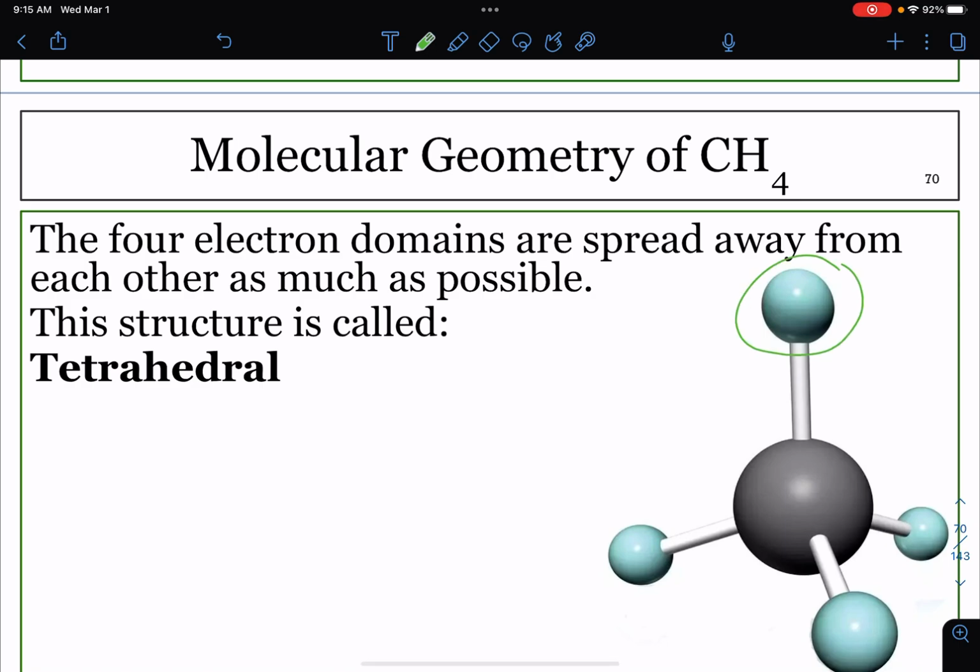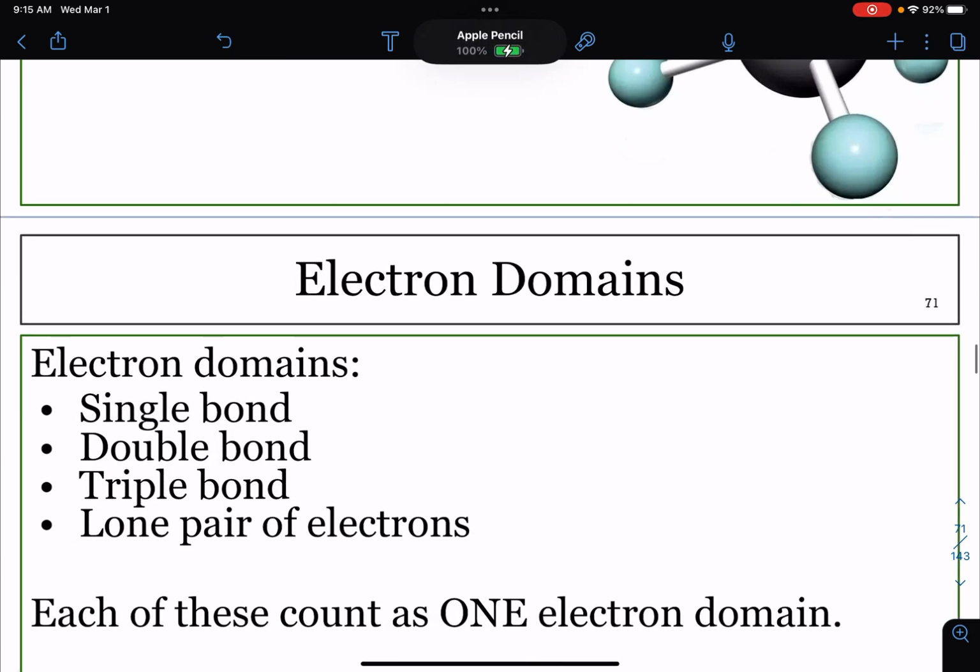We say that this atom, the central atom, and this atom, they're all on the same plane, but then you have one atom, this one back here, that's going back into the plane of the board, and then this one's coming out into the front of the plane of the board as well.